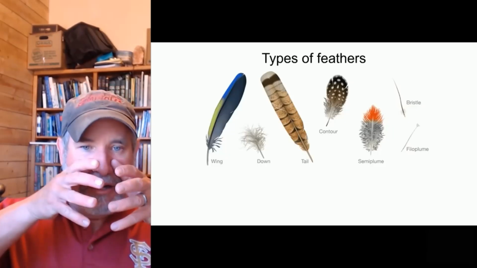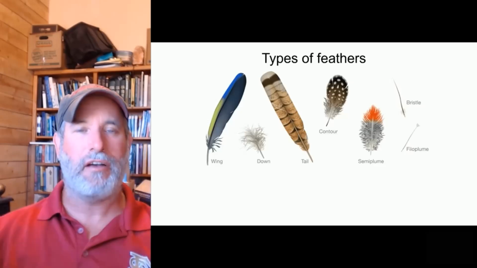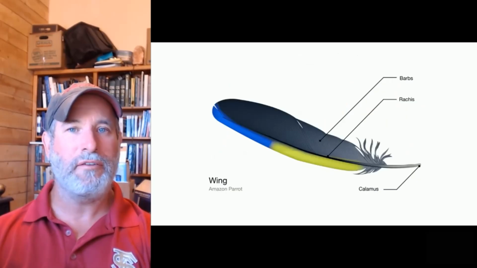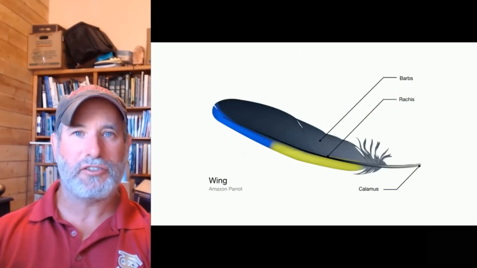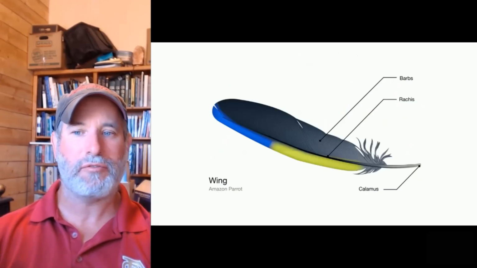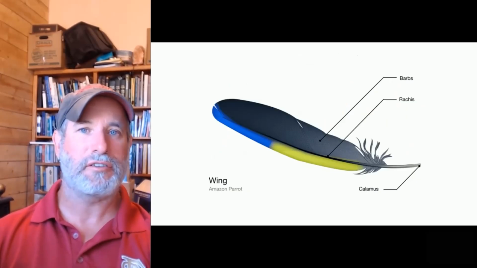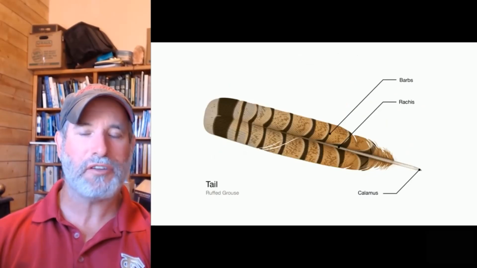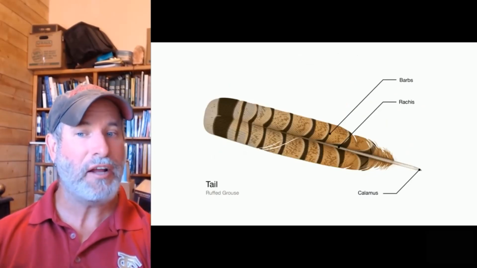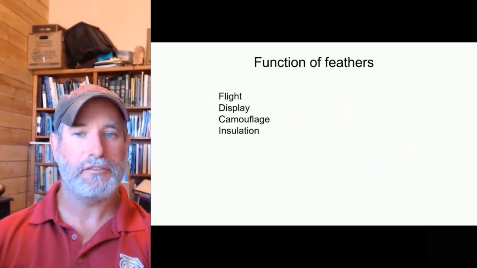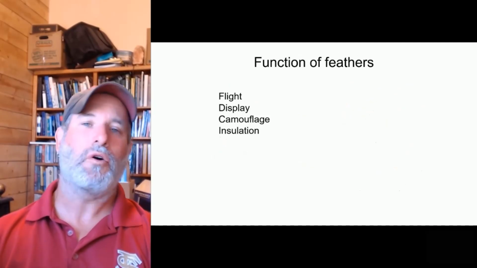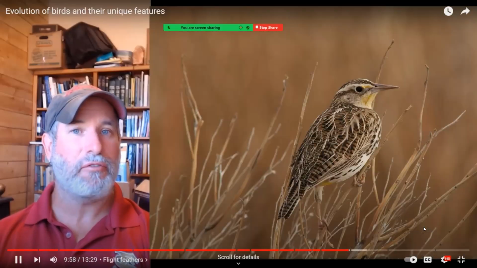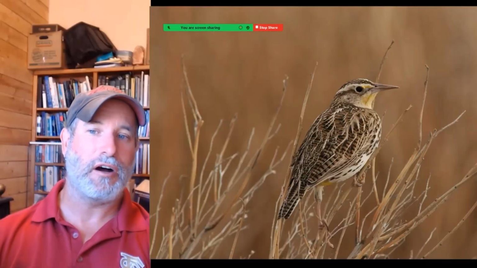And the bristles, like I said, are often right around the beak, and they help birds catch insects on the flight. So this, of course, is our wing feather. You've got the rachis right down the middle of it with the barbs holding the feathers together. And the calamus, of course, is where it attaches. And this is a tail from a ruffed grouse. Notice it is symmetrical around the rachis. So feathers, of course, they're used for flight, but they're also used for display. They're used for camouflage, and they're used for insulation as well.